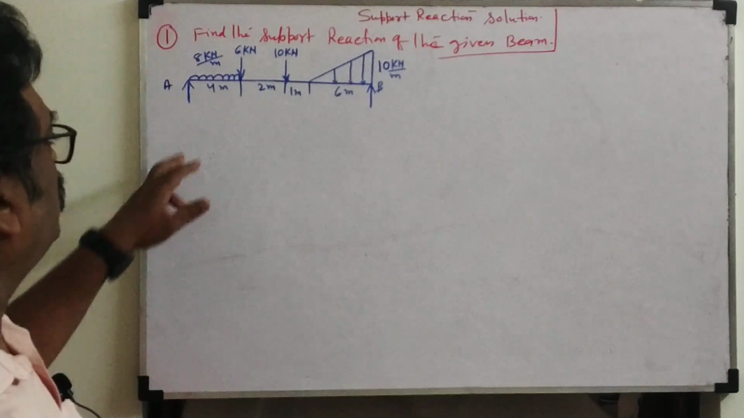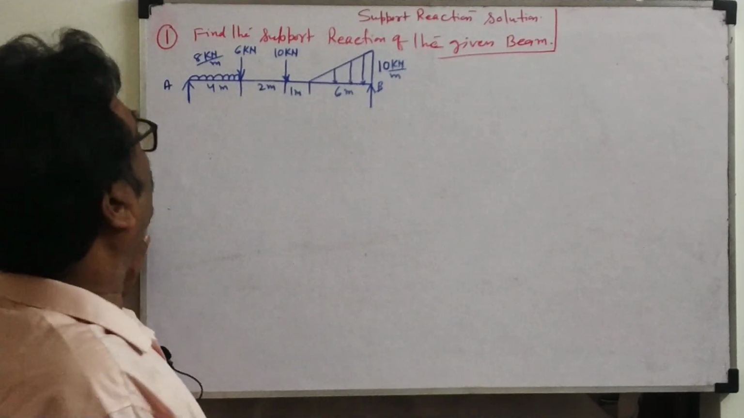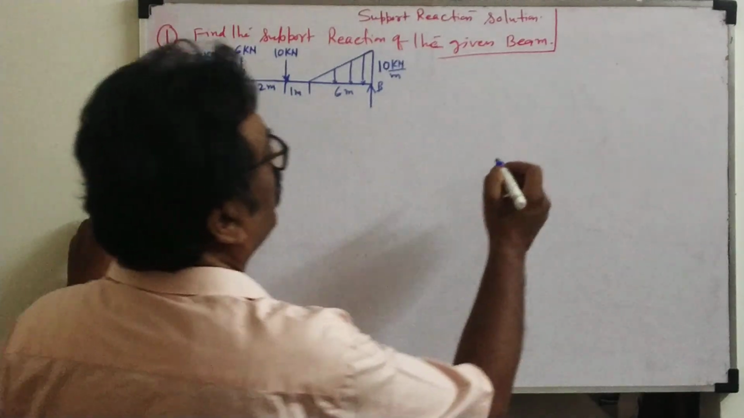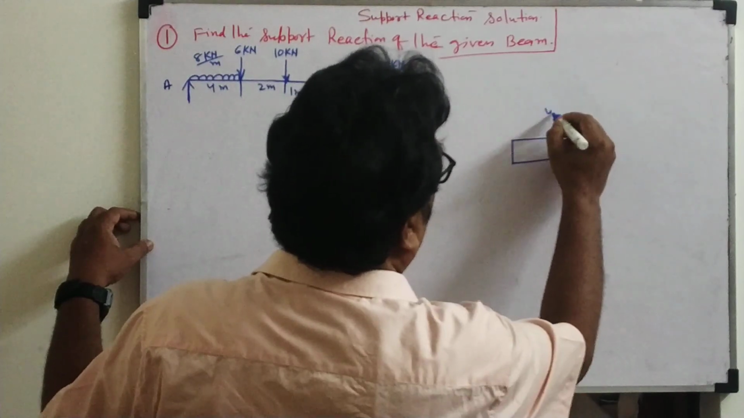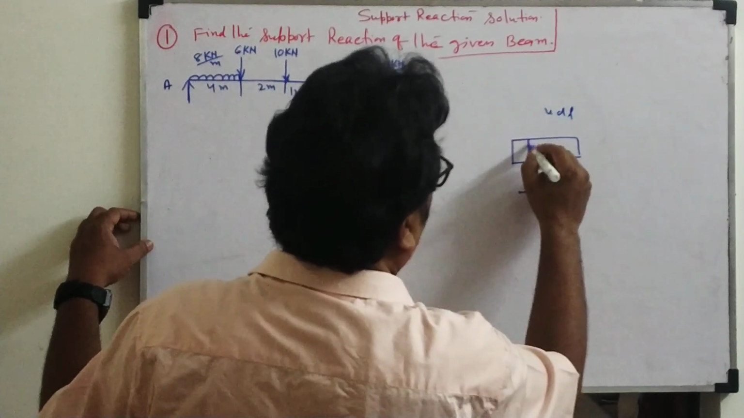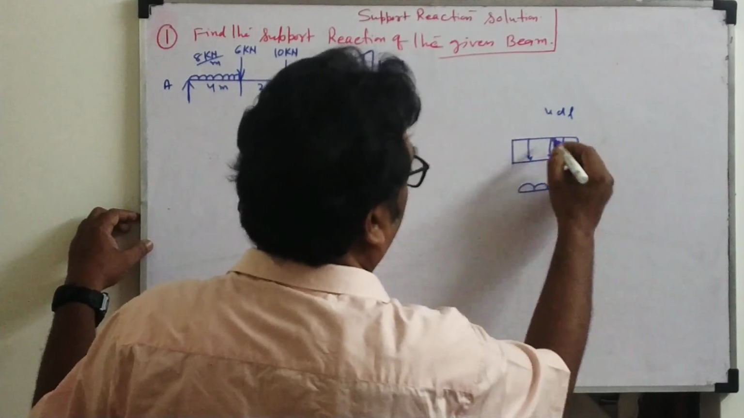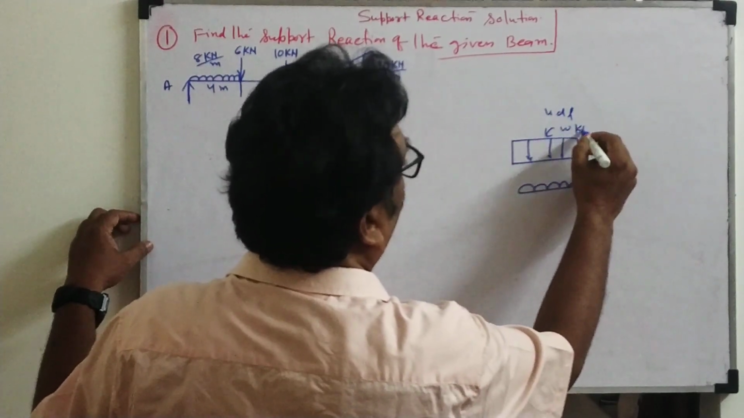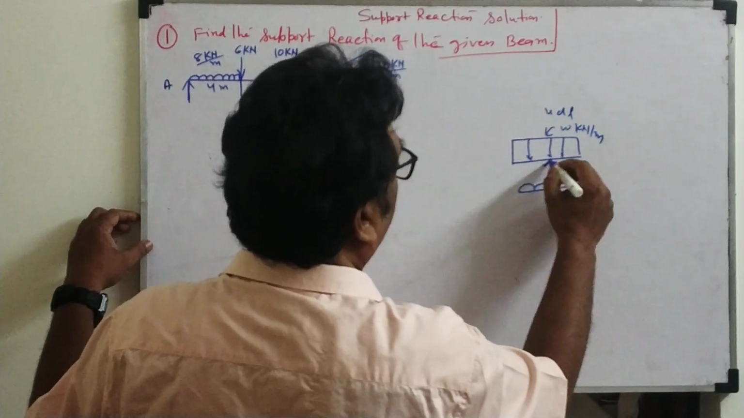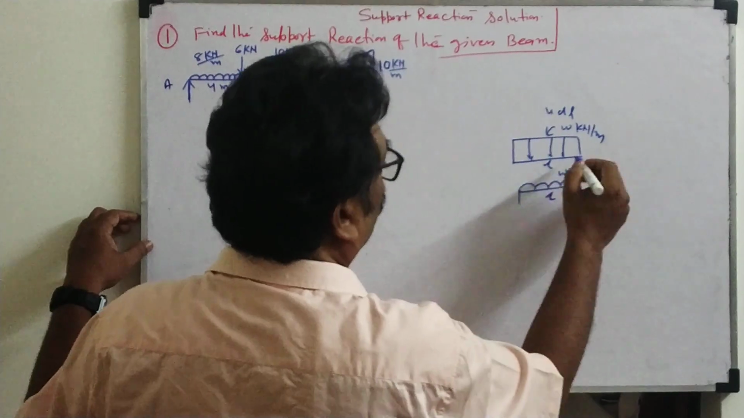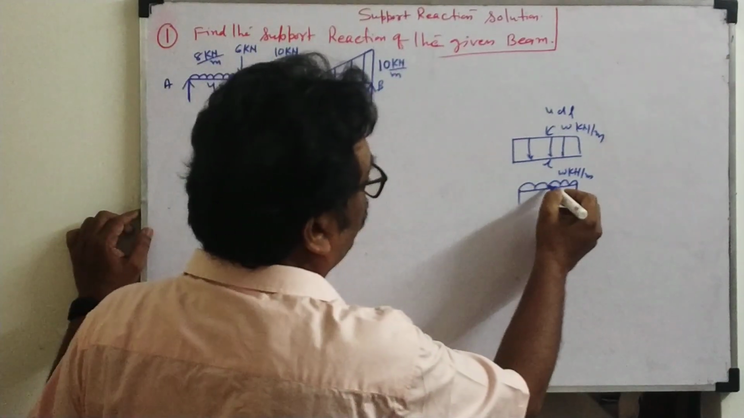Okay. So before this we have to discuss UDL and UVL: how we take the UDL and UVL, and how they act. So see here, this is called UDL. The UDL symbol will be either this or this. Both are the same. Here W kilonewton per meter is the weight, and the length is L. Both are the same, only the symbol will be different.